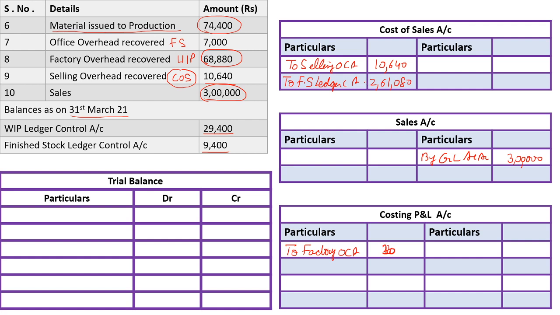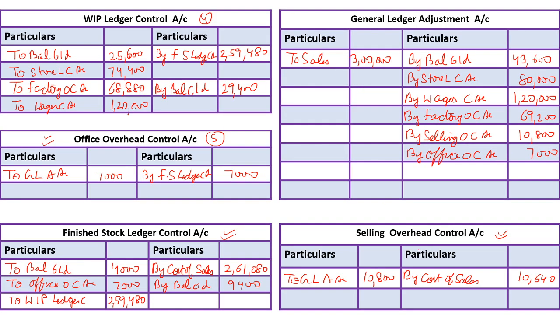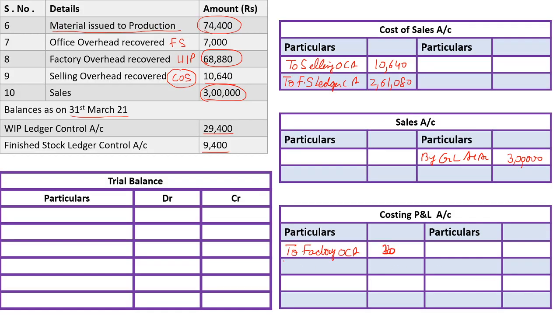2,61,080 rupees. Now our next account is selling overhead control account. Here we pay 10,800 but we charge only 10,640. Now this is also a case of under recovery of overheads. So our balance is transferred to costing P&L account with the amount 160 rupees, and in costing P&L account we write to selling overhead control account 160 rupees. This is the amount 320 rupees.